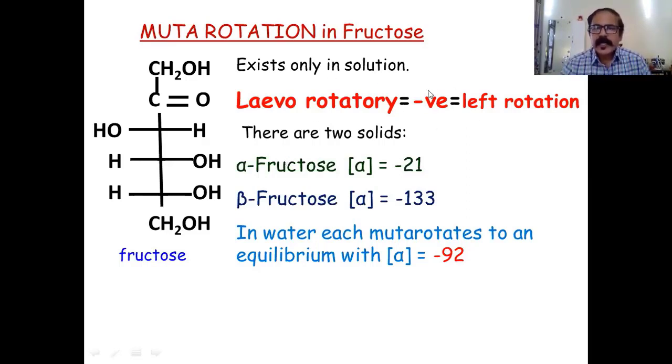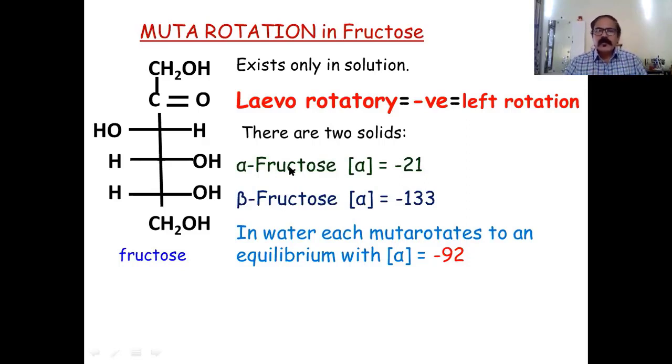Levorotatory is negative. That means it turns the plane polarized light towards the left hand side. It is a sign only, not a mathematical sign. It shows that it is turning towards the left. Alpha and beta fructose are different. When crystallized from different temperatures and solutions, they have different specific rotations. So these are optical isomers.